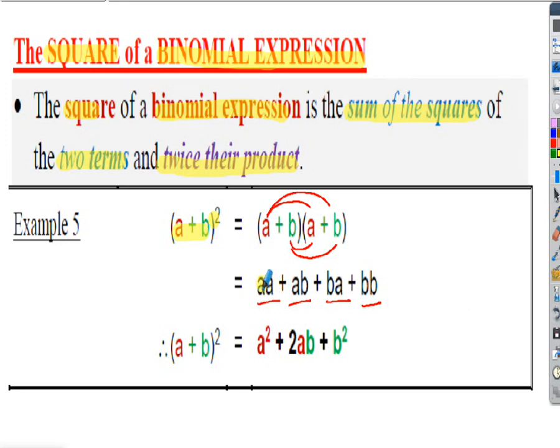Simplifying, we've got a multiplied by a, which is a squared, then we have a plus ab and a plus ab, so that becomes plus 2ab, and finally we have a plus b squared. In other words, expanding a plus b all squared, we have the sum of the squares here, and we have twice their product here.